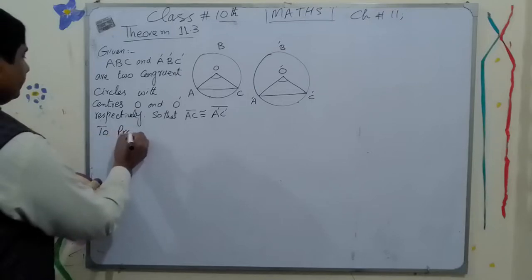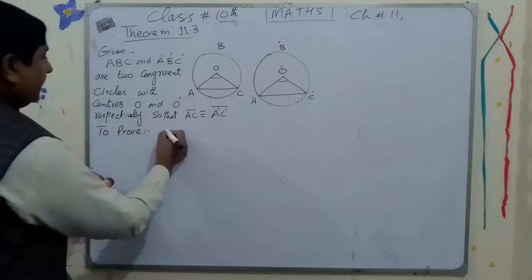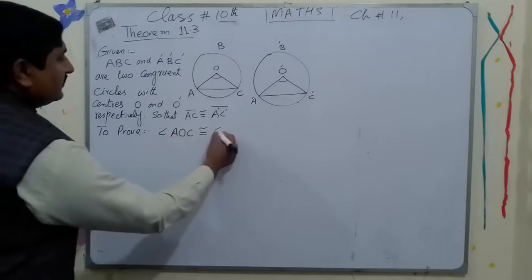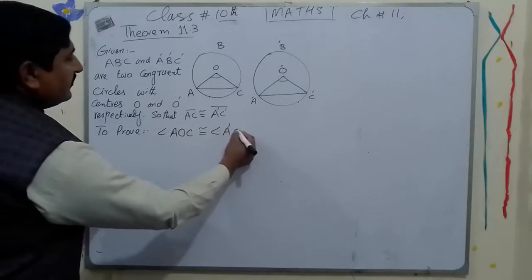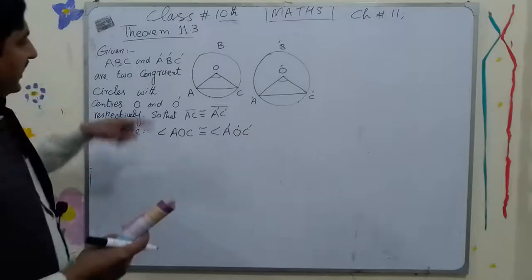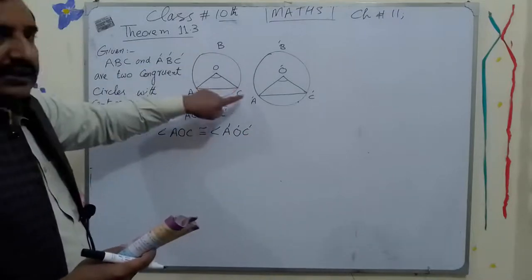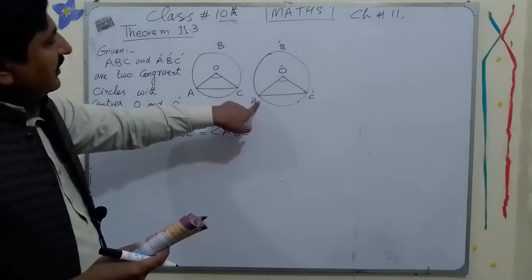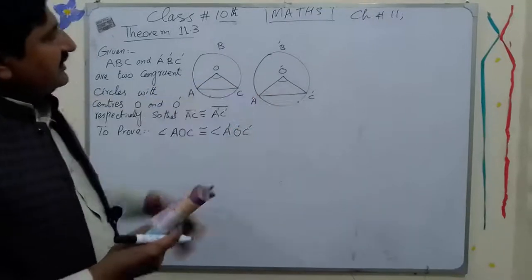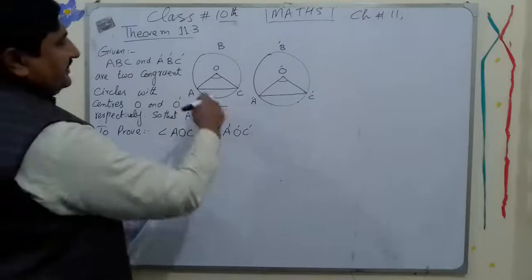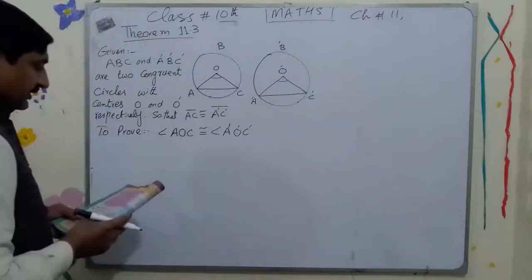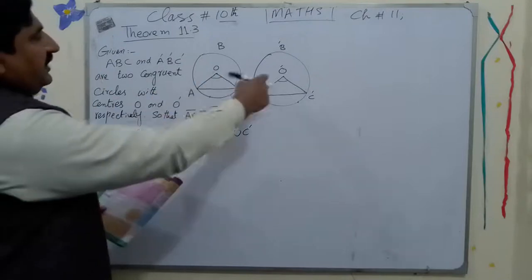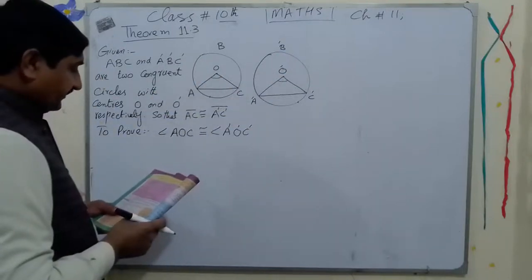Angle AOC is congruent to the angle A prime O prime C prime. Both are the central angles if we consider AC and A prime C prime as arcs. If these are two arcs, then they form two central angles, AOC and A prime O prime C prime.